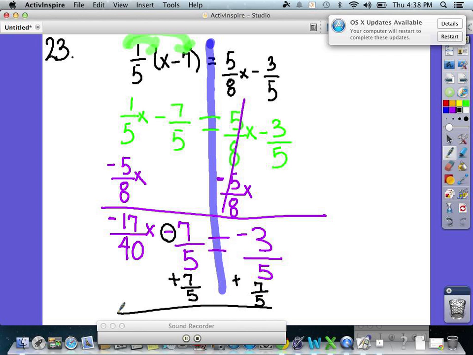All right. You're going to have to follow me over here. This will cancel out. And the only thing that I have left now is -17 over 40x equals -3/5 plus 7/5, which will give you -2/5.